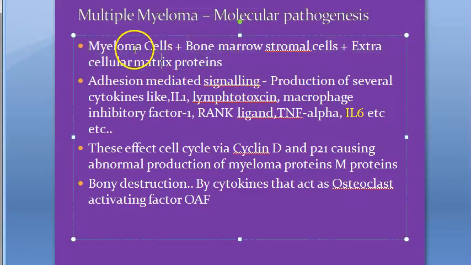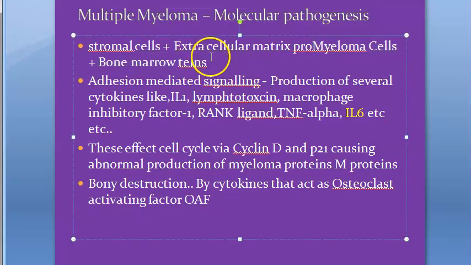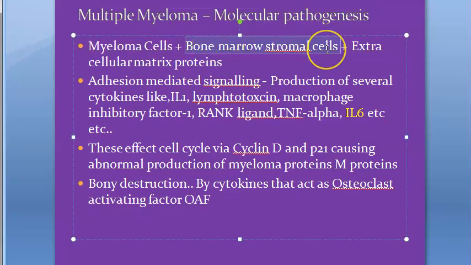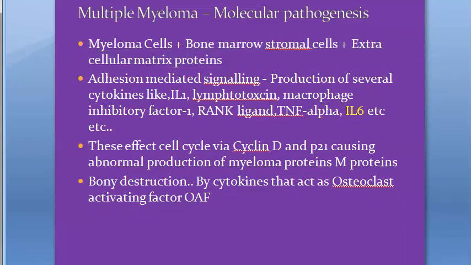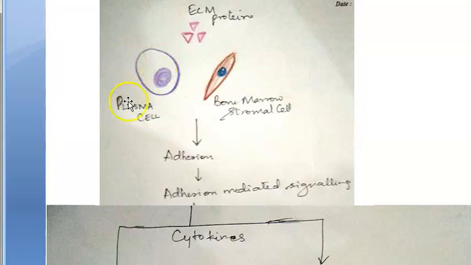Let's look at this. The myeloma cells, that means the plasma cells, plus bone marrow stromal cells plus extracellular matrix proteins, adhere. So there's adhesion between these three things. Maybe it'll be better if you look at the diagram and understand. This is the plasma cell, this is the bone marrow stromal cell. Around the plasma cell in the bone marrow there will be the bone marrow stromal cell, plus the extracellular matrix proteins.